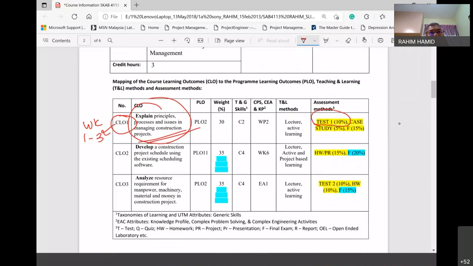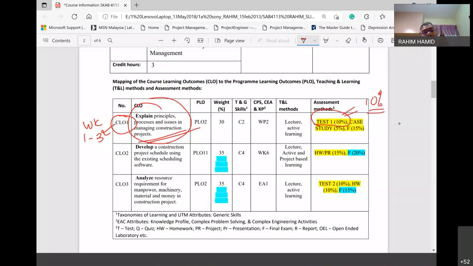So test number 1 is not going to be in the middle of the semester. By right, it comes after we complete learning weeks one to three. We might not be able to, I'm not really sure, because Diwali is coming. Perhaps we can cover the first 3 weeks, then I will inform you about test number one. It might not be in the middle of the semester because it only covers CLO1, worth 10% of your grade.